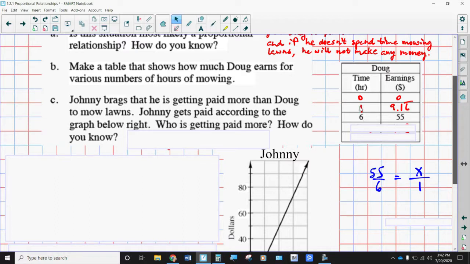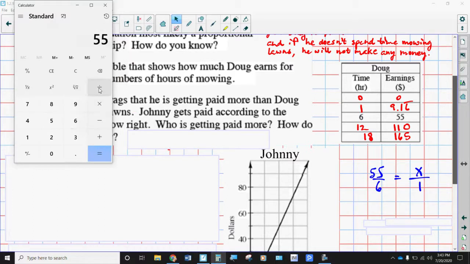Now, I wanted to find that because we are going to be answering questions down here about who gets paid more, and the unit rate is a great way to test that. So I included the unit rate here in the table. Now if I double the 6, then I'd also have to double the 55. So if he works 12 hours, that would be 110. And if I take another 6 and another 55, 18 hours would be 165.